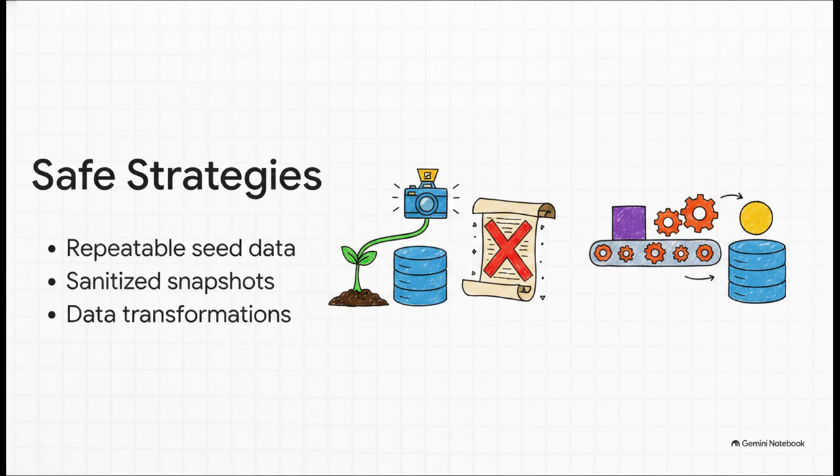First, repeatable seed data. You write deterministic scripts that generate your test accounts and settings every time you spin up. Second, sanitized snapshots. You can restore a production snapshot into a temporary database, but, and this is absolutely vital, do not restore the source's migration history table. If you copy the history table over, you literally just recreate the conflict we've been trying to avoid. Finally, for really massive refactors, use explicit data transformations. You write versioned, restartable scripts to migrate your data safely into the new model.